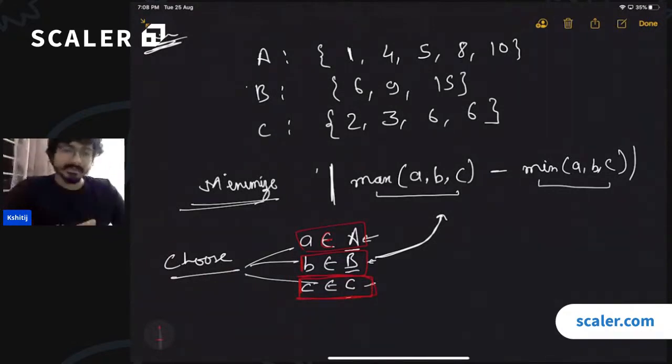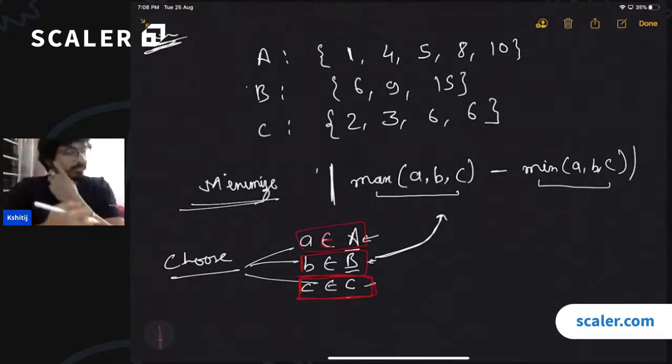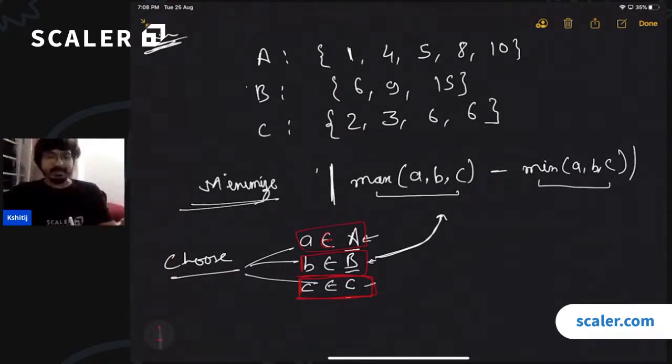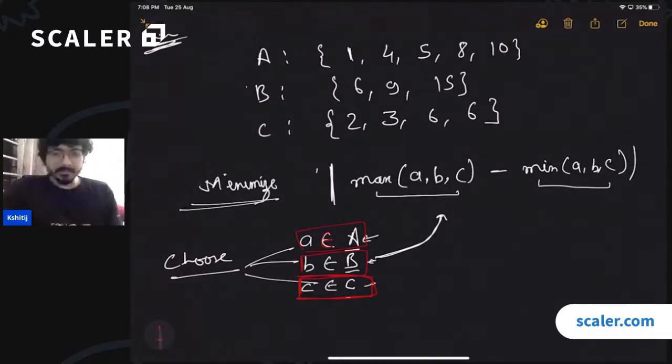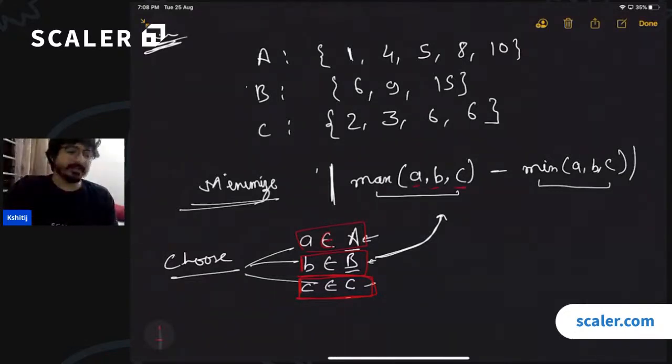If you are merging the arrays, I don't know how you are going to differentiate which array the element actually belongs to. The difference should be minimum in comparison to other differences. Right? There are multiple possibilities of selecting values of A, B, and C.